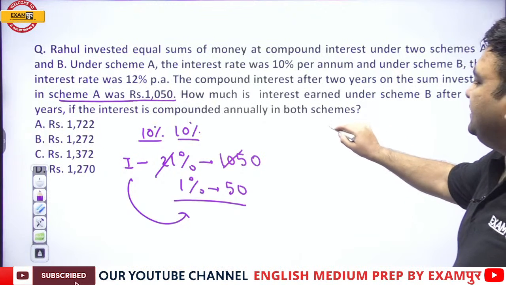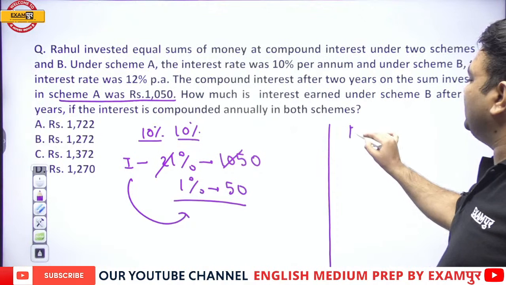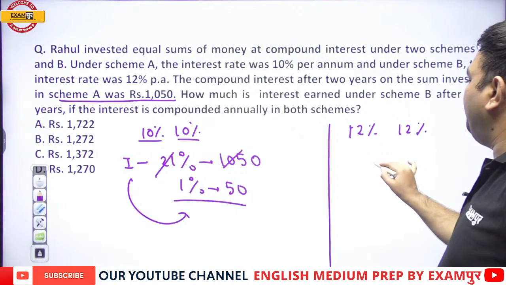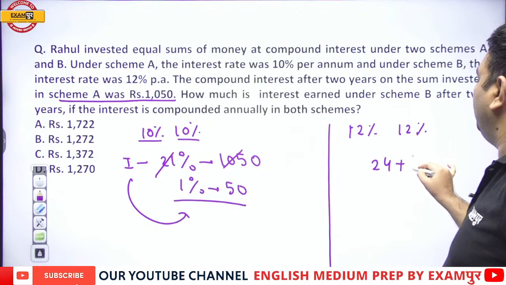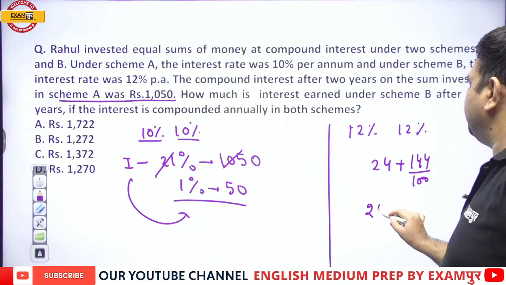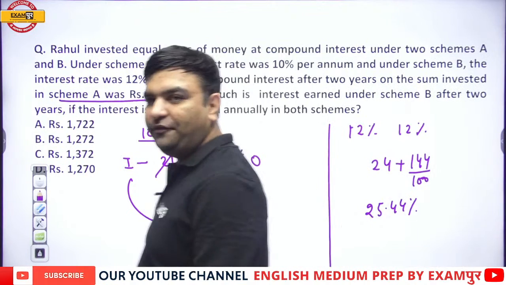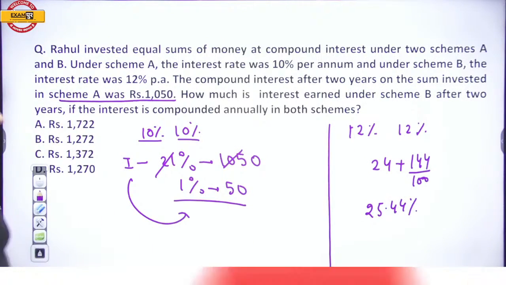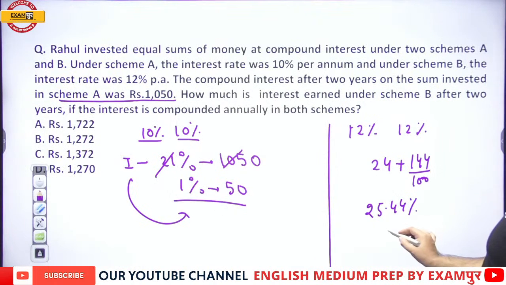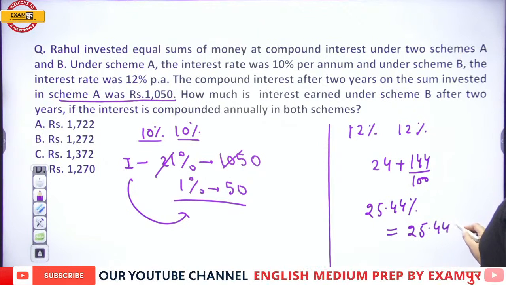How much is the interest earned in scheme B? What is the interest rate for scheme B? 12%, 12%. What is the effective rate? A plus B plus A into B upon 100, which is 25.44%. 25.44% is the effective rate in scheme B. 1% is known, so 25.44% is 25.44 into 50.